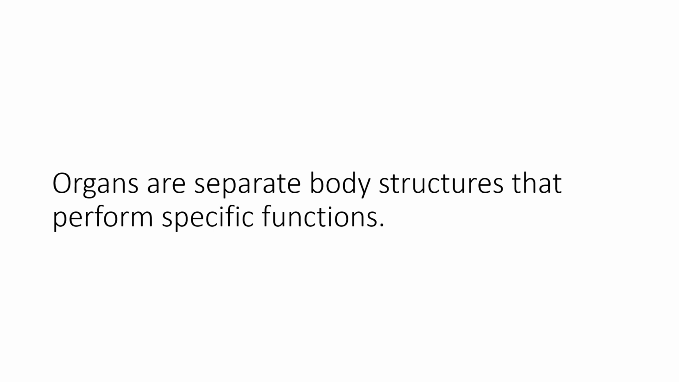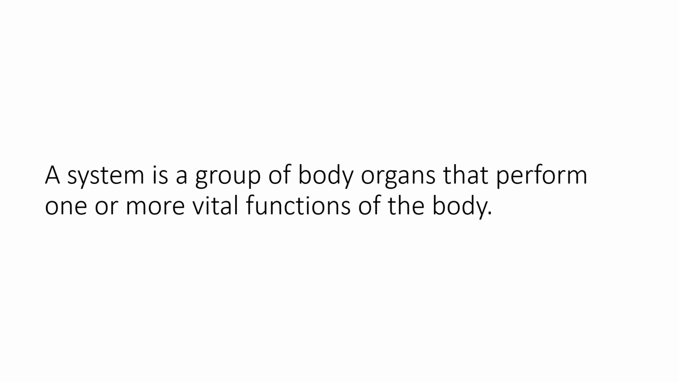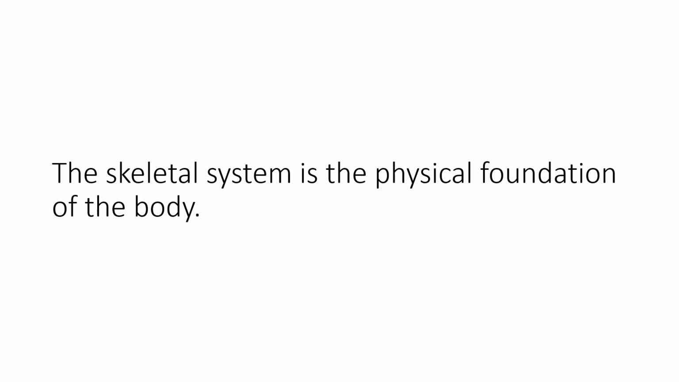Organs are separate body structures that perform specific functions. A system is a group of body organs that perform one or more vital functions of the body. Nervous, digestive, and circulatory are all body systems. The skeletal system is the physical foundation of the body.